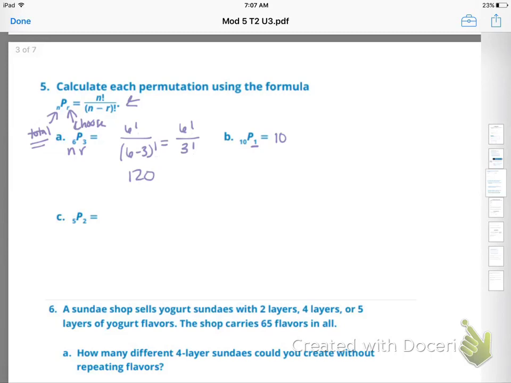If you try your next one here, if you do 5, math, PROB, scroll down to the one that says NPR, click 2, press enter, you're going to get 20. So we don't even have to do the long mess. The calculator can do it for us.